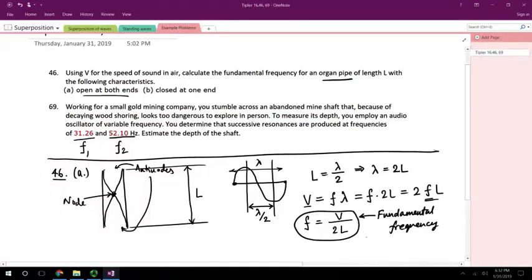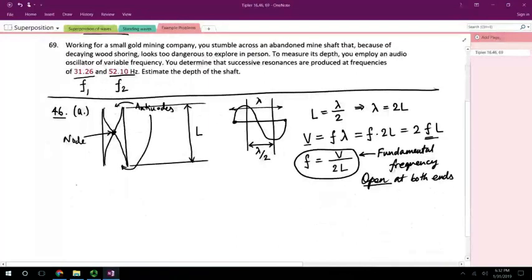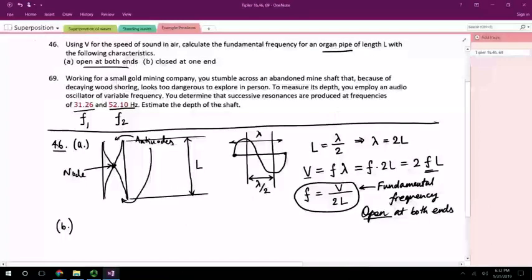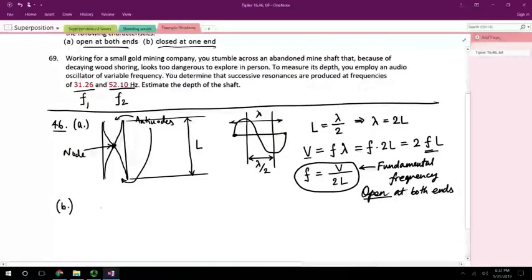So this is the fundamental frequency in this case, where our pipe is an open pipe. And what does that mean? It means open at both ends. Open pipes are open at both ends. All right, so that's part A. Now let's look into part B. Part B is for a pipe closed at one end, and these pipes are often referred to as just closed pipes. Open is open at both ends, closed is open at one end.